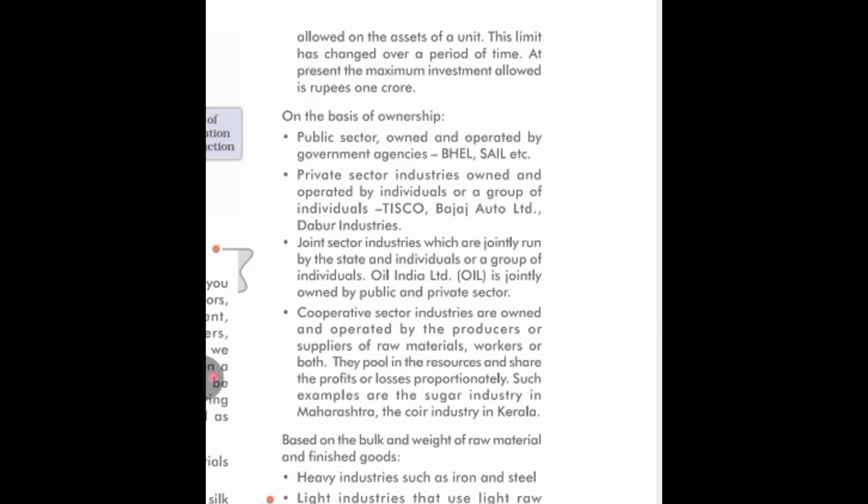Now, based on ownership, public sector, like BHEL, Bharat Heavy Electricals Limited. These are owned totally by the government agencies. Private sector like Tisco, Bajaj Auto, Reliance, all these are owned particularly by private individuals. Joint sector is owned both by the government and private industries, like Maruti Suzuki and all that. Cooperative industries like Amul, where the owners are the farmers.